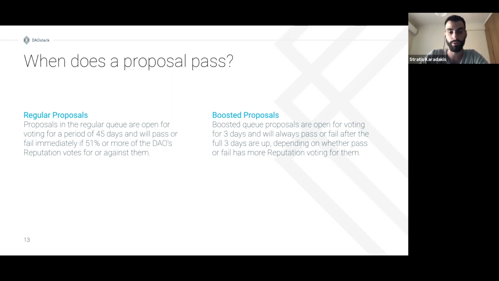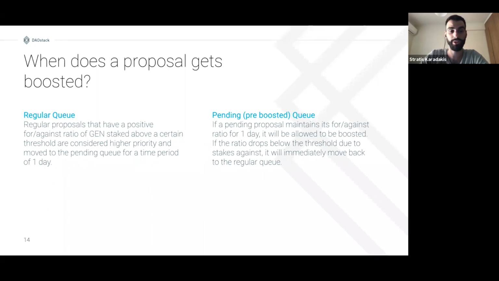And next, we're going to talk about what boosted proposals mean, and how a proposal gets boosted. Regular proposals, as we call them, you can think of as proposals that were just recently posted in a way. Those that have a positive for-to-against ratio of GEN staked above a certain threshold are considered higher priority by the DAO, and they are moved to the pending queue for a time period of 1 day. And during this pending time, if the proposal maintains its for-to-against ratio for the duration of the day, then it will be allowed to be boosted to the boosted queue, to the top of the page, right? And also, if the ratio drops below the threshold due to stakes against it, it will immediately move back to the regular queue and the entire process repeats.